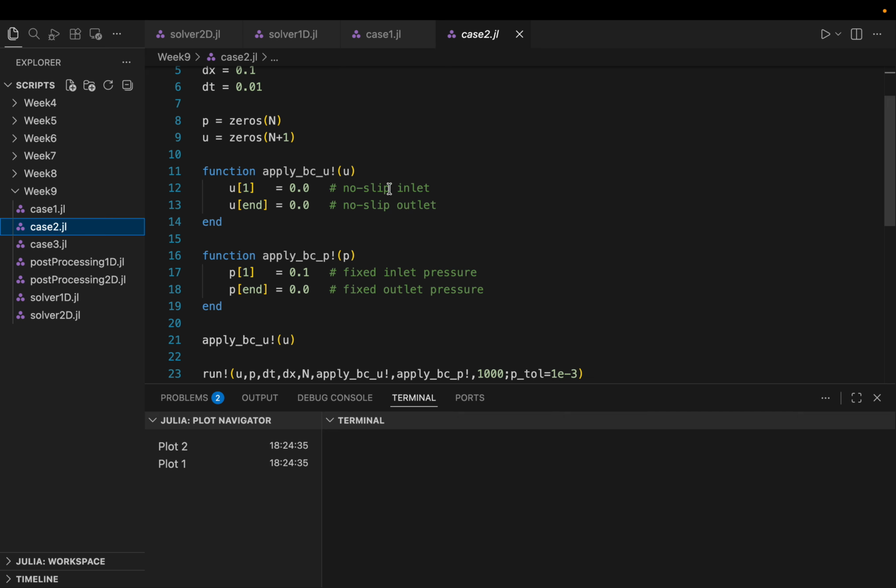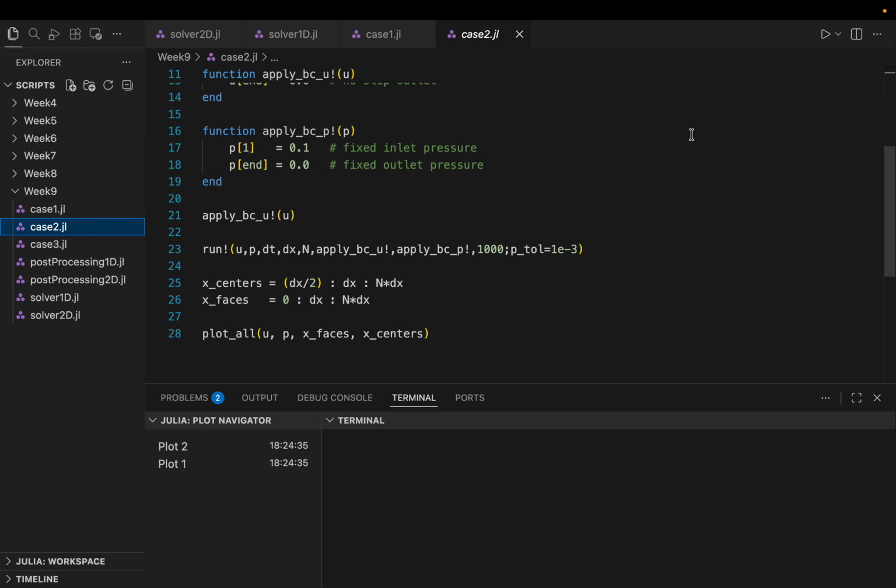You can keep no slip, or you can try something else also, an outlet condition or whatever, but no slip is the easiest one to implement, so I've just taken that. So now what we are trying to do is same as before. If I just run this, what would you expect? Let's say we run it till steady state.